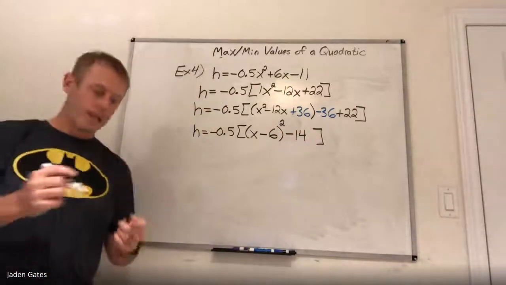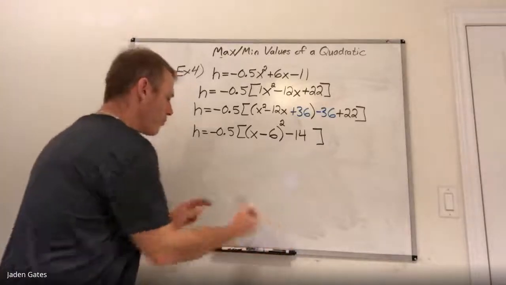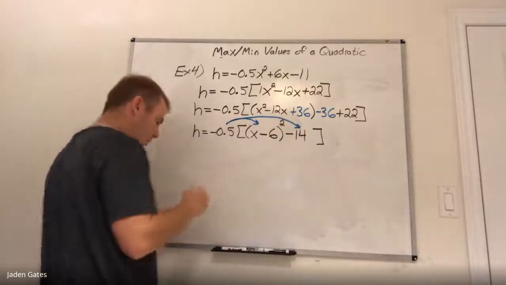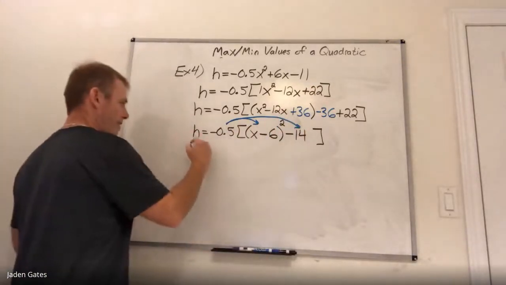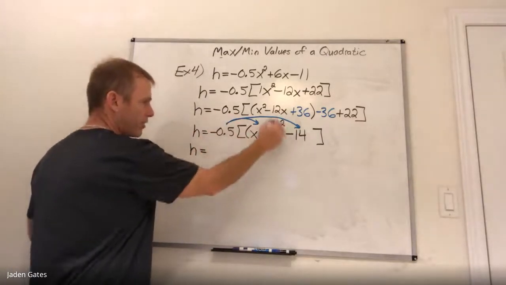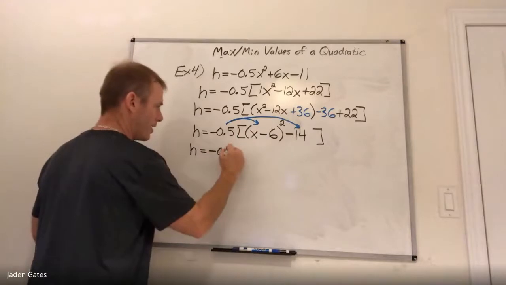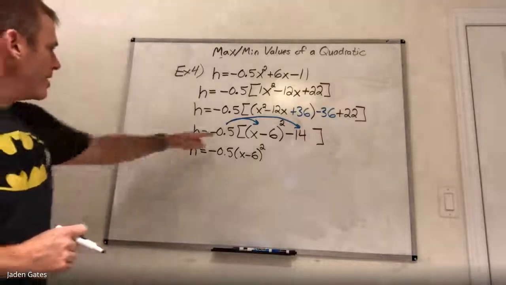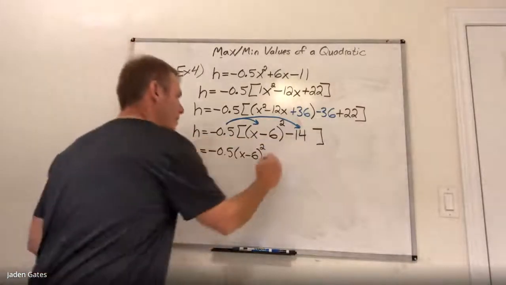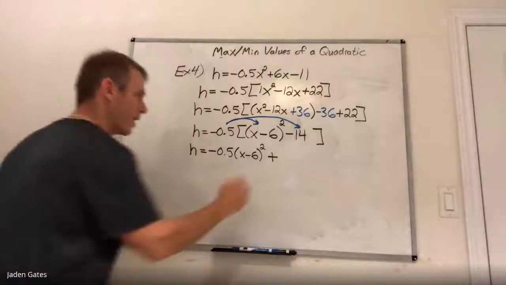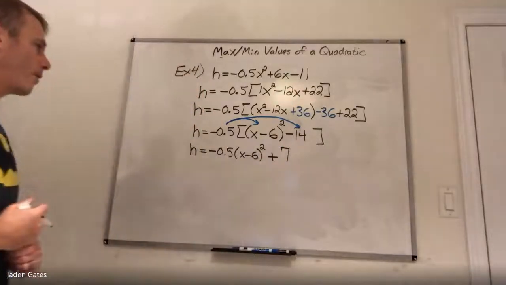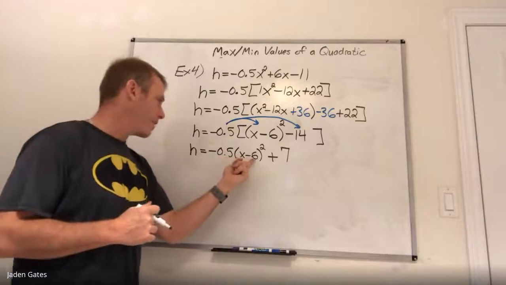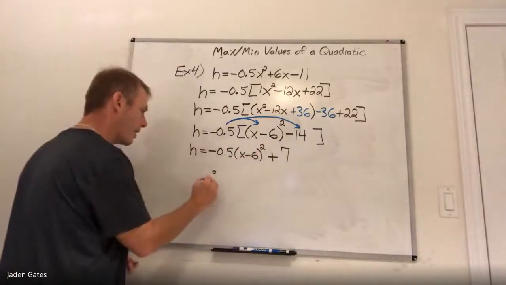All right, so I completed the square. Now what I have to do is do the rainbow rule and put the negative 0.5 back. So I'm going to multiply. I have h equals negative 0.5 times that big thing. One part done, and then negative 0.5 times negative 14. Negative times negative gives us a positive, and I believe it's a positive 7. Now it's in vertex form, y equals a times x minus h squared plus k. Then I can answer my question.